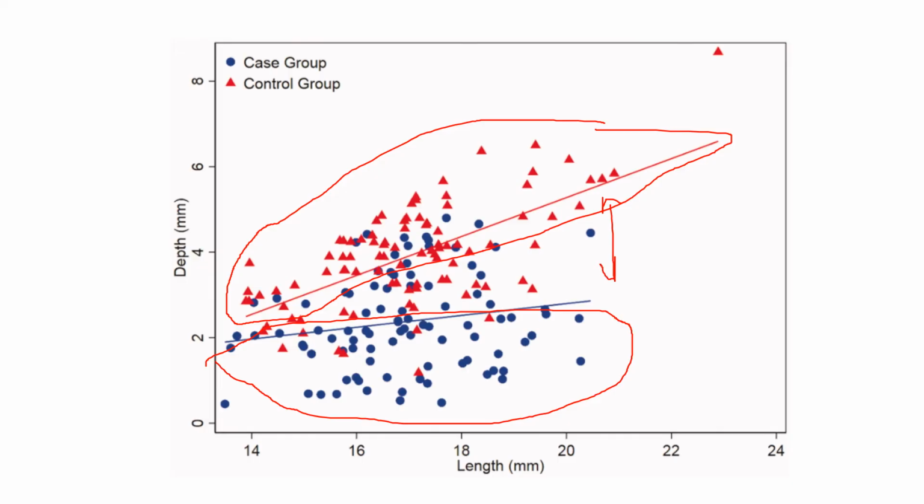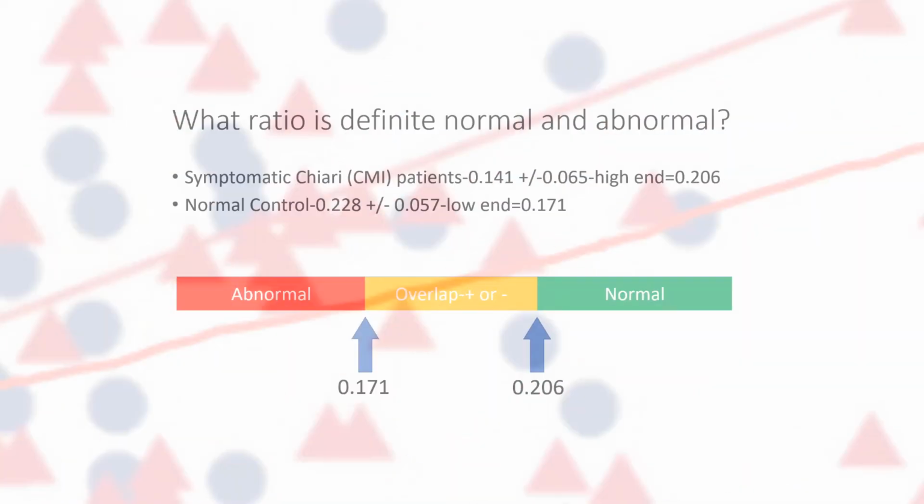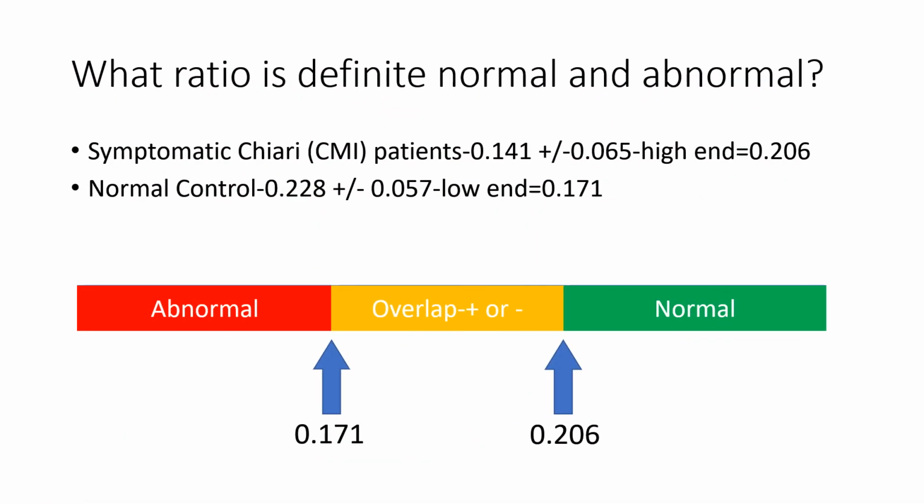So if we try to look at some metrics here to define normal from abnormal, and this is some data I put together based on their data, it's going to look something like this: clearly abnormal is going to be less than 0.17. Clearly normal is going to be more than 0.206. And then you've got this middle area where you're not sure if it's normal or abnormal. It's kind of in between. So nice numbers to have, a very easy measurement to do. And I think it's a pretty important finding of these researchers.